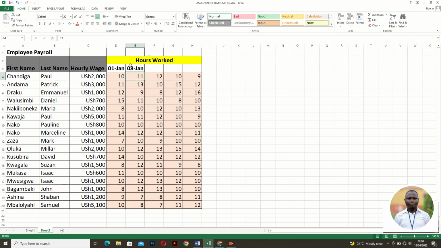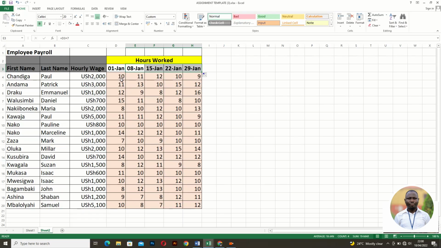Enter. So it is automatically giving us the next date. If the person is working once a week, the next time the person is going to come to work is going to be on the 8th of January. When we autofill for the rest, we are going to see 15th January, 22nd January, and 29th January. Those are the days that they are going to come and work.